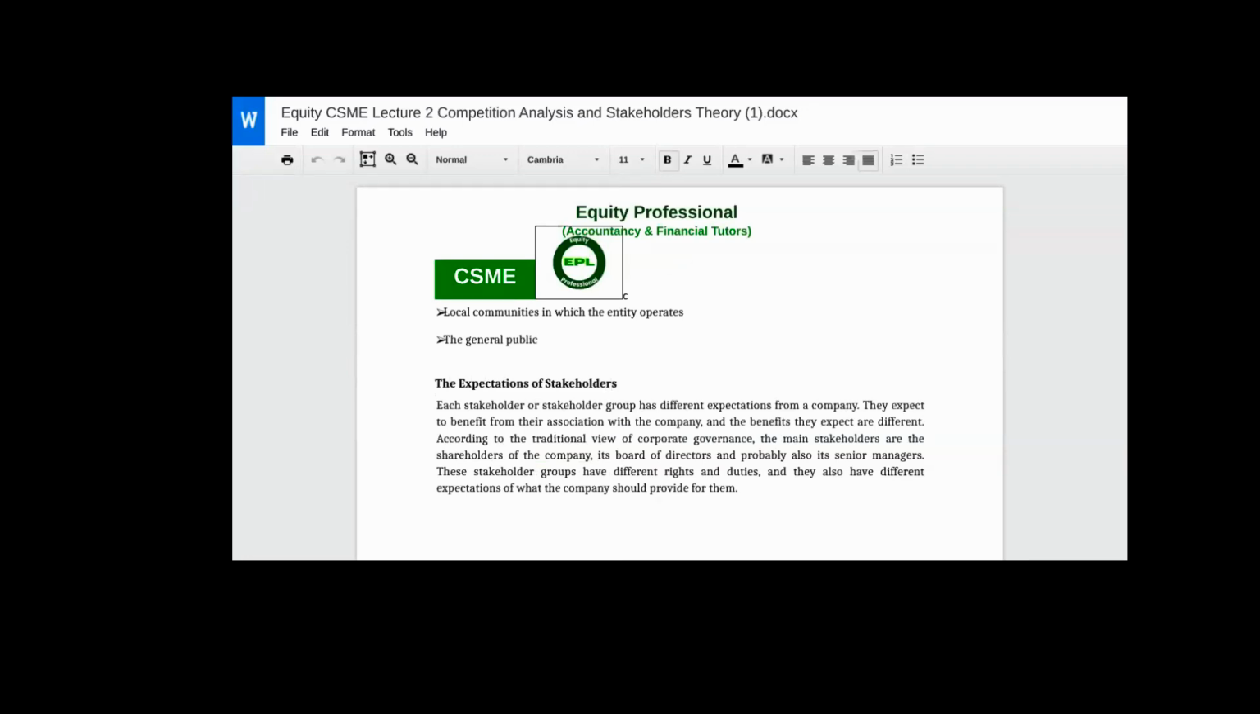Sorry, I have to pause because of that aeroplane. Okay, the expectations of stakeholders are not the same.